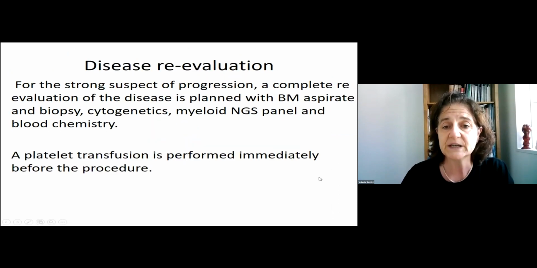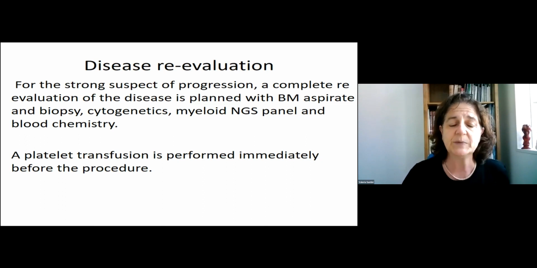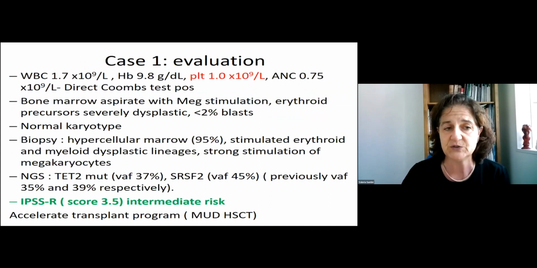Therefore, suspecting progression, we perform a complete reevaluation of the disease with bone marrow aspiration, biopsy, cytogenetics, and an NGS panel to look for new mutations. Because of the low level of platelets and because we wanted to perform a biopsy, we also perform a platelet transfusion immediately before the procedure. When we control the blood counts, we see the platelets are much lower than before. And there is also a positive direct Coombs test.